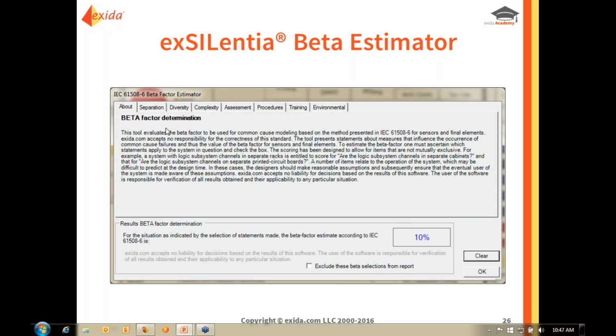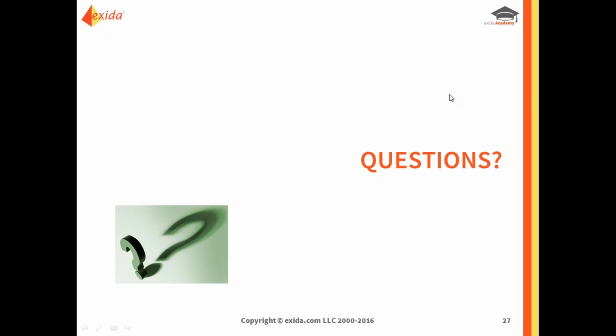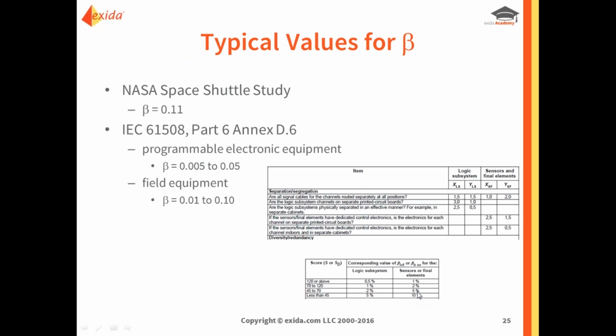It's very interesting to see people arguing for higher beta factors, because usually it's the other way around. From a standard perspective, the lowest value that 61508 suggests is 1%, but based on the score, one will never get to that 1%. But I have seen people argue for common cause factors less than 1% for field equipment, even though the valves were mounted right next to each other.